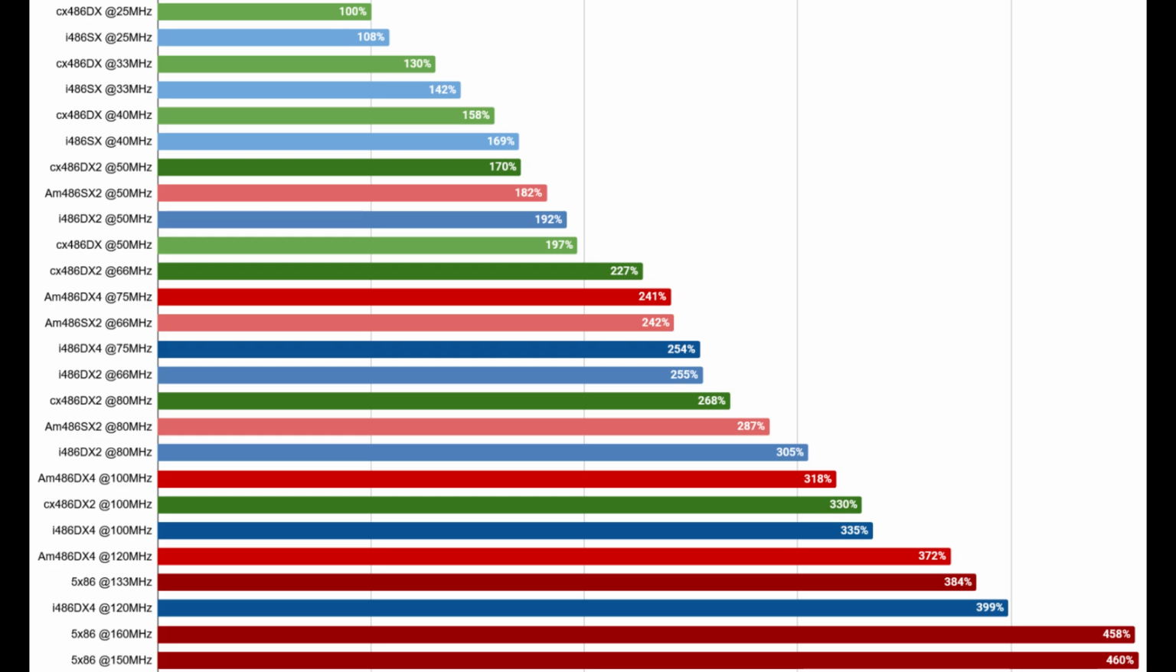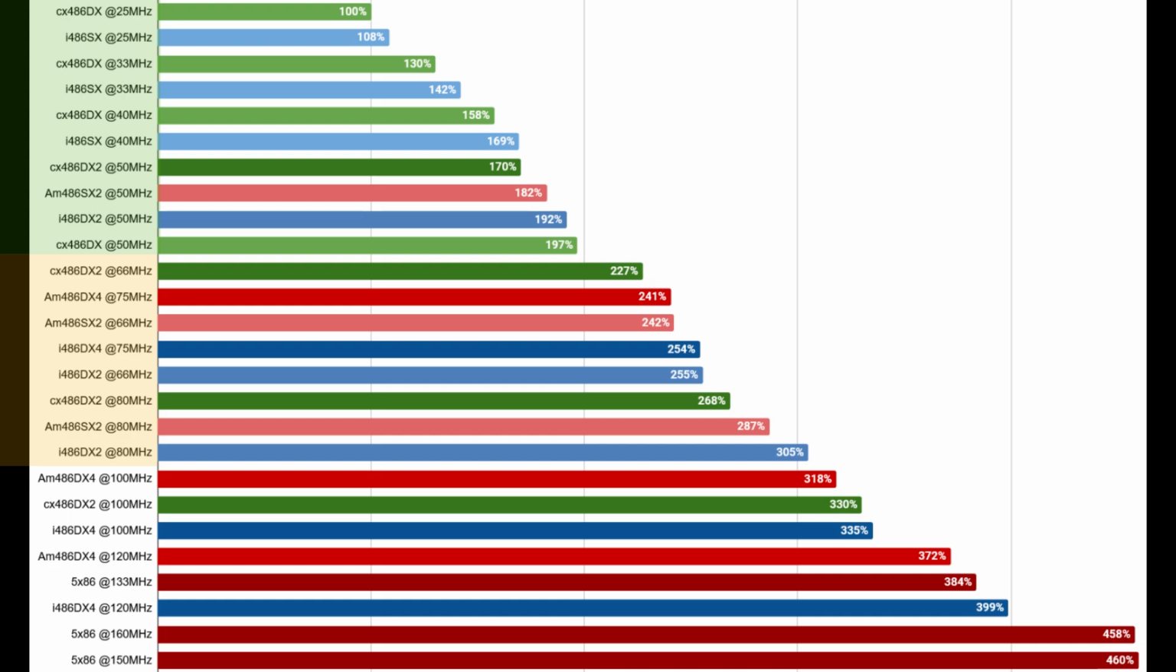If I may group the results, I would like to make 3 different groups. The first group is the below 200%. Mainly these are the CPUs running under 50 MHz. The second group is for the DX2s, and the last group is the DX4s and the 5x86.